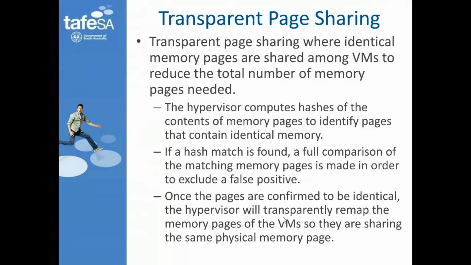If a hash match is found, a full comparison of the matching memory pages is made in order to exclude any false positives. So even though it's hashed exactly the same, they then do a deeper comparison. So the hash is a quick search, if you like, and then it does a deeper comparison and just makes sure they are the same. Once the pages are confirmed to be identical, the hypervisor will transparently remap memory pages of the VM so they are sharing the same physical parts of the memory.